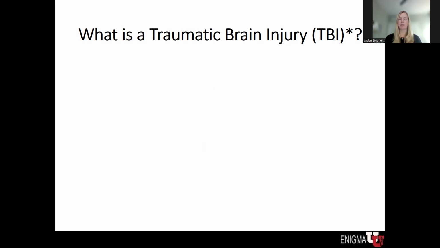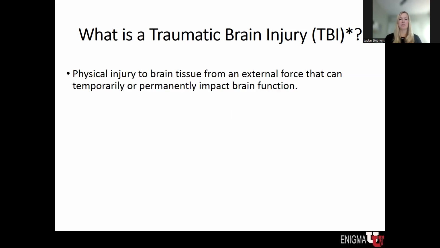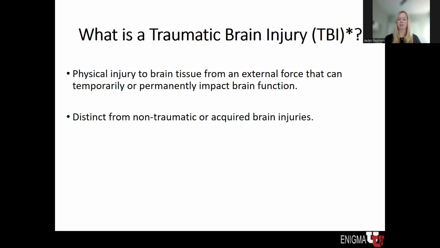So what is a traumatic brain injury? What is a TBI? It's defined as physical injury to the brain tissue from an external force that can temporarily or permanently impact brain function. The external force is an important factor because it makes it distinct from non-traumatic or acquired brain injuries.